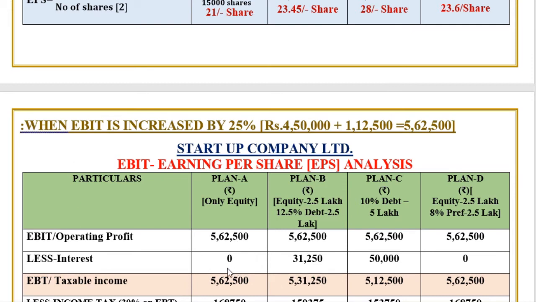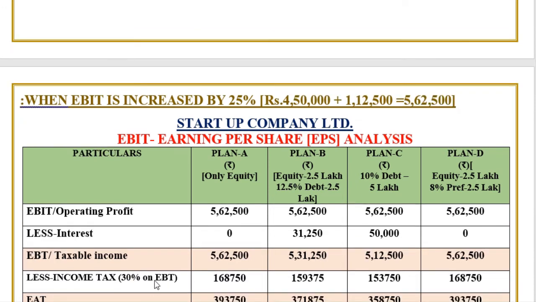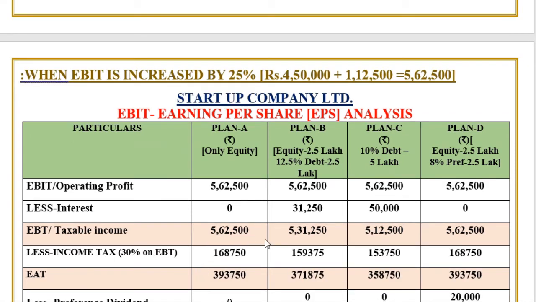5,62,500 minus 0, I will get taxable income, that is 5,62,500. You do similar calculations in other plans also. Then less income tax, we calculate 30% on this EBT. So once you calculate it, you deduct income tax from the EBT, you will get EAT, that is 3,93,750, 3,71,875, 3,58,750. 3,93,750 amount ಬರುತ್ತೆ ನಿಮಗೆ.